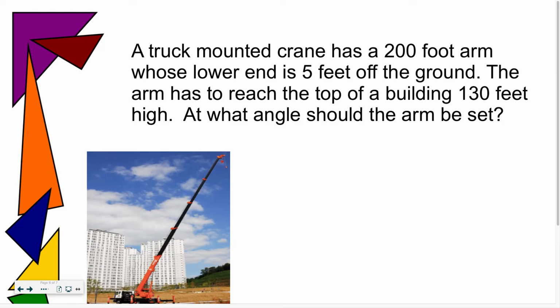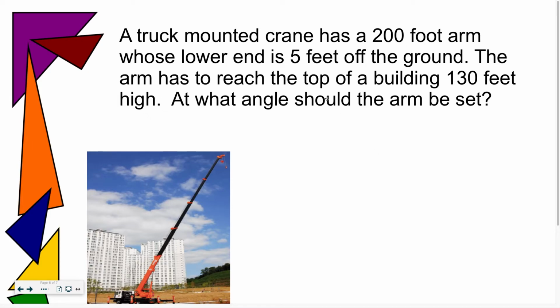So a truck-mounted crane has a 200-foot arm whose lower end is 5 feet off the ground. The arm has to reach the top of a building 130 feet high. At what angle should the arm be set?